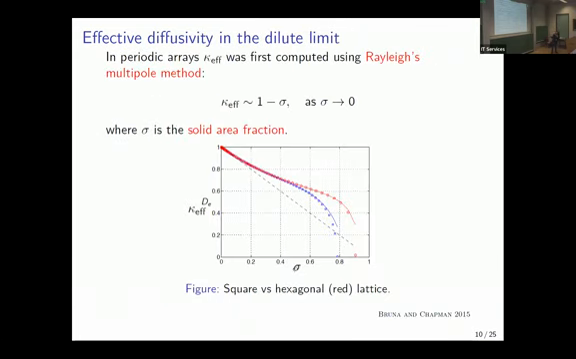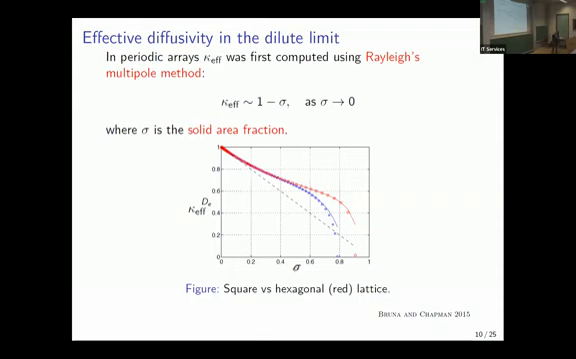Okay, and so as I mentioned before, there are some explicit asymptotic results for this, and Rayleigh in the 19th century obtained a correction to the effective diffusivity in the presence of very small obstacles, which varies linearly with the solid area fraction, so the area occupied by the obstacles divided by the total area. And this kind of result is insensitive to the type of periodic array considered and whether it's random or not.